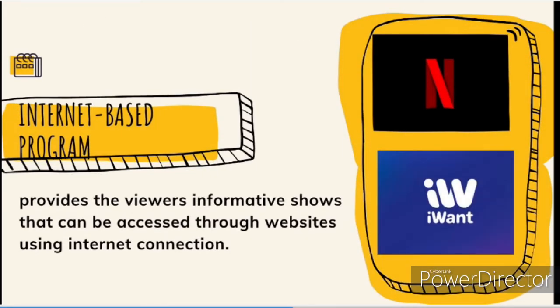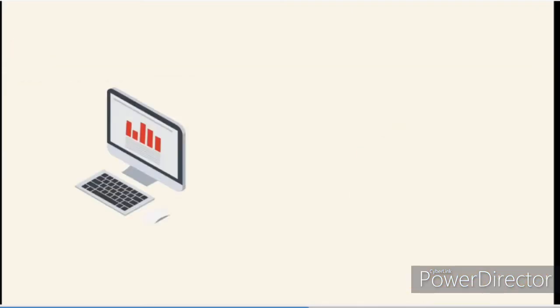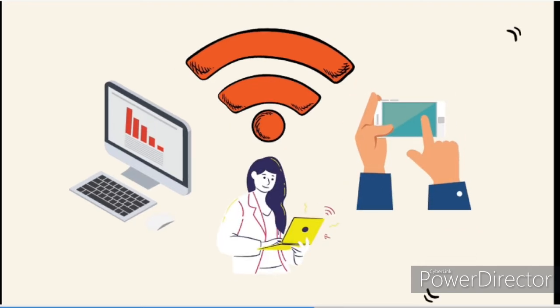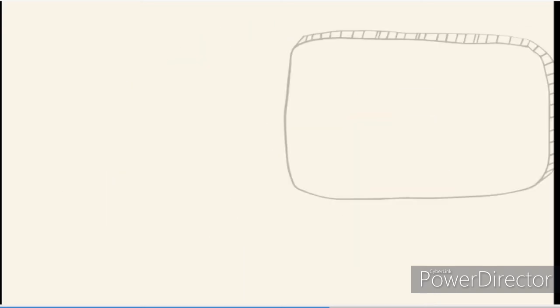Another genre is the internet-based program. This program also provides the viewers informative shows that can be accessed through websites using an internet connection. Netflix, iWantTV, and many more internet-based programs provide shows that are highly dependent on the internet. It would also require accessing through desktop computers, laptops, and smartphones. That is internet-based program.